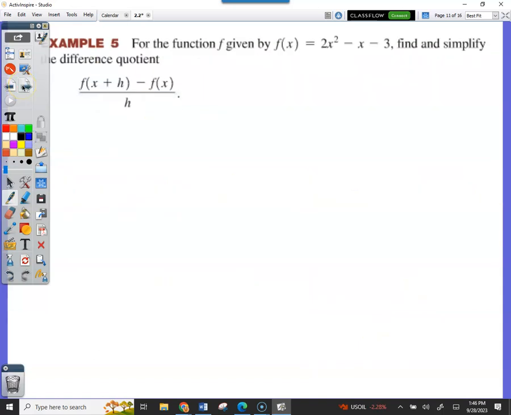Looking at this, it's the same thing but with a quadratic. Your final answer should be this. That should be the final answer. I would love to see if you can get there.